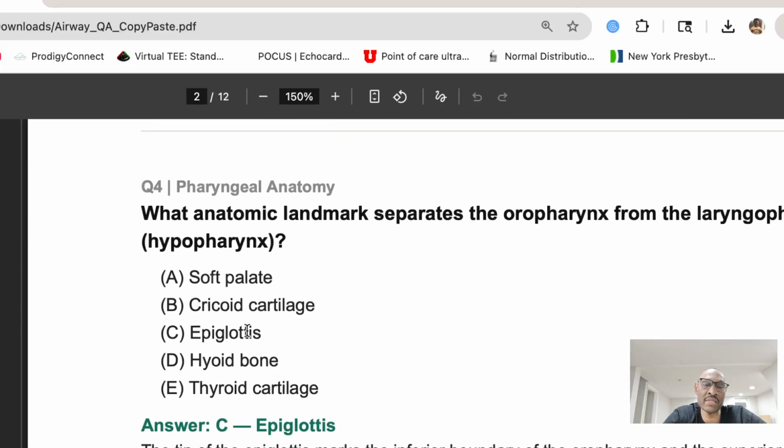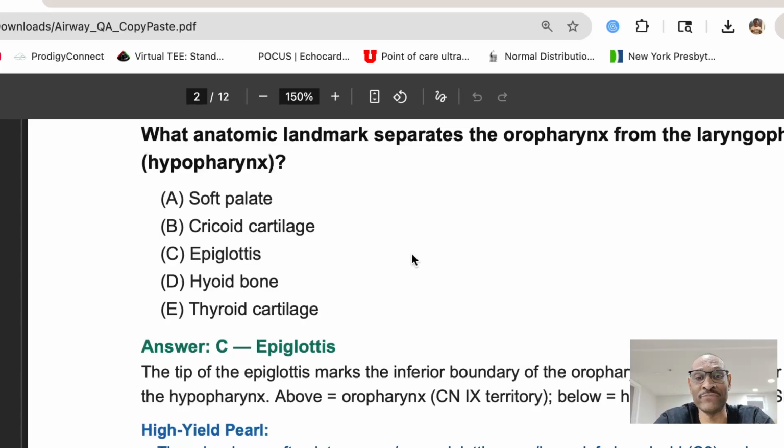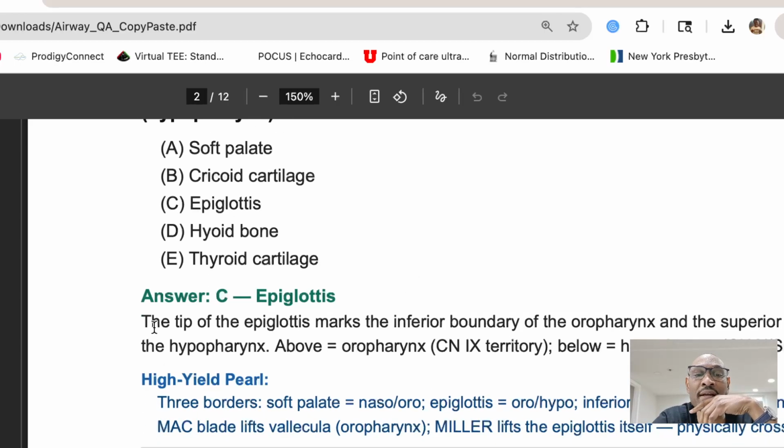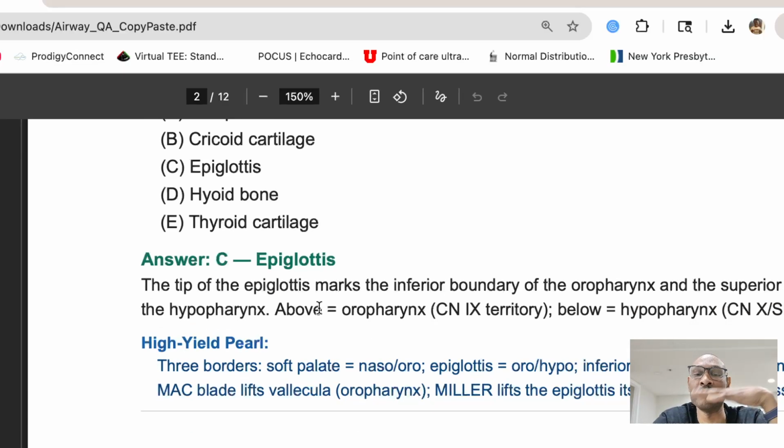So we know that the epiglottis is a very important landmark. It's important for direct laryngoscopy. It's important to just understand. So now here's another importance. You understand that the epiglottis is that landmark that separates the oropharynx and the laryngopharynx. Voila. So the tip of the epiglottis marks the inferior boundary of the oropharynx and the superior boundary of the hypopharynx. Okay, above oro, below hypo.